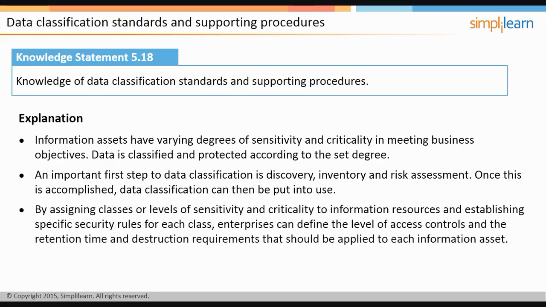By assigning classes or levels of sensitivity and criticality to information resources and establishing specific security rules for each class, enterprises can define the level of access controls and the retention time and destruction requirements that should be applied to each information asset. The IS auditor should understand the process of classification and the interrelationship between data classification and the need for inventorying information assets and assigning responsibility to data owners. Data owner responsibilities should be clearly identified, documented, and implemented.